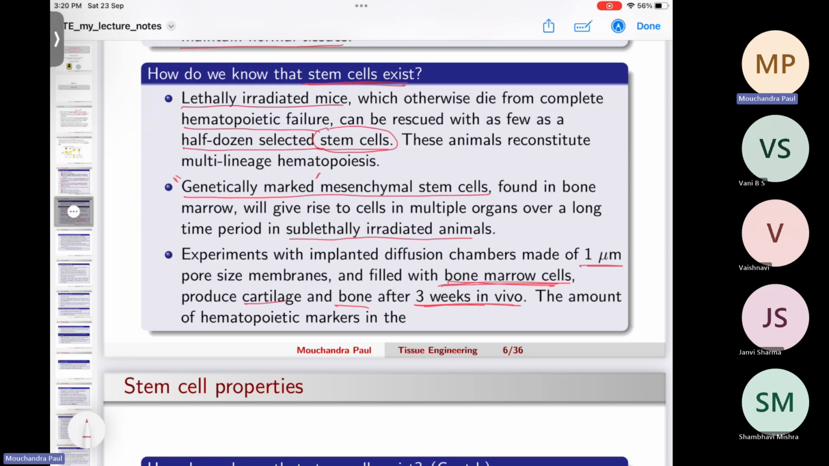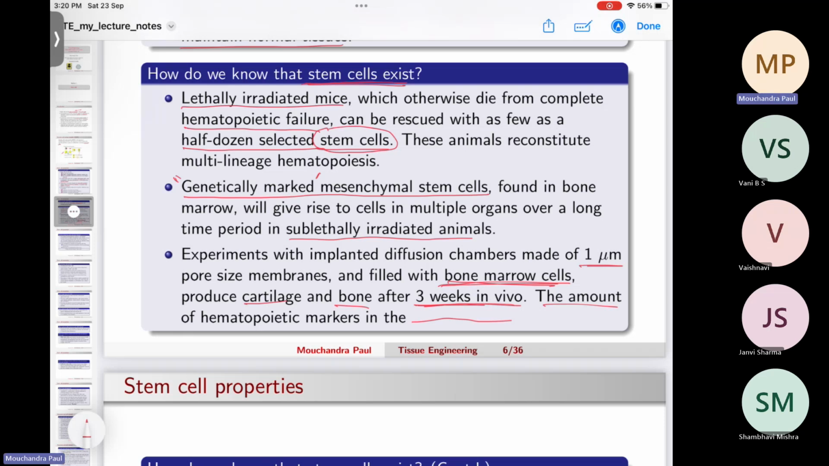So this statement somehow got redacted, but what I'm trying to say is, the unique markers of the hematopoietic stem cells and the mesenchymal stem cells started to lose their expression, meaning their expression declined over 3 weeks, whereas the markers for the cartilage or the bone increased.